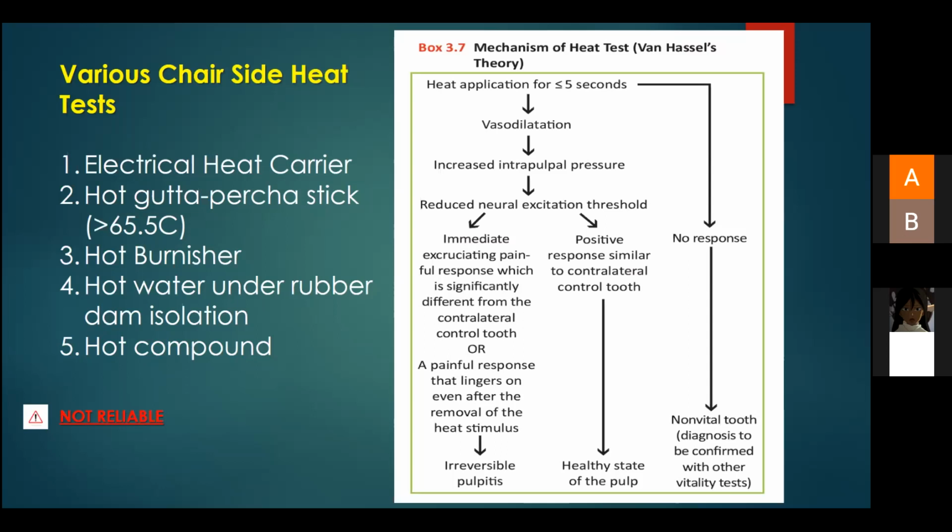Now, after applying for 5 seconds, it should get a delayed response. This is because, first of all, when you apply the heat, the threshold will increase in A delta fibers, which do not respond to heat much.